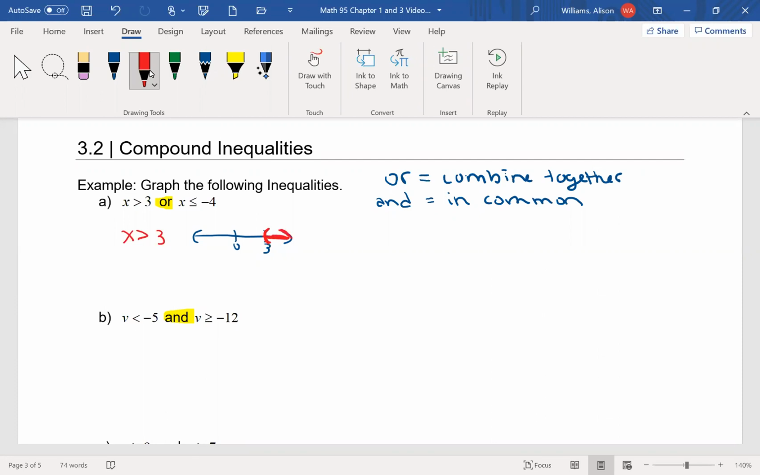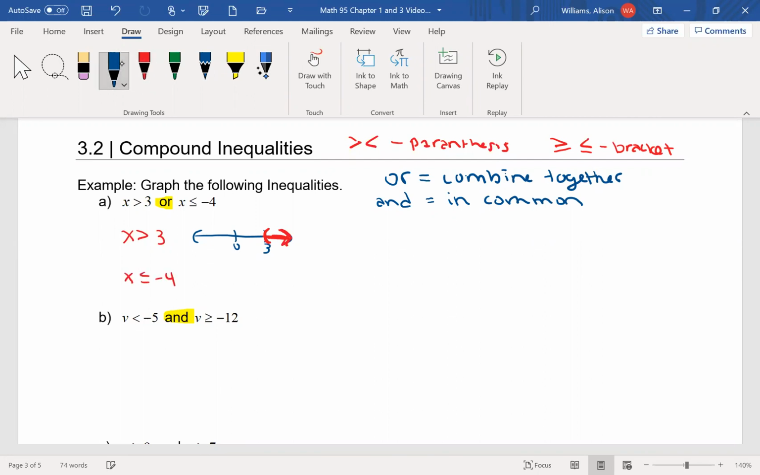So whenever we have a less than or greater than, that's going to use a parenthesis. And whenever we have the equal to signs underneath, that's going to use a bracket. So it's the equivalent of doing an open circle or a closed circle, but the reason we're going to use parentheses and brackets has to do with interval notation, which we're also going to talk about in this section. Okay, so let's go ahead and do x is less than or equal to -4.